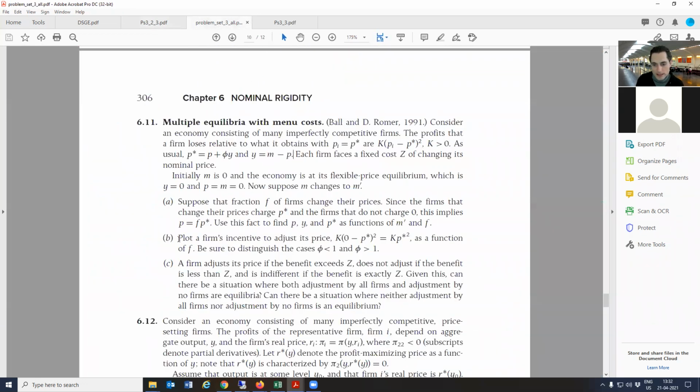Second question, part B: plot a firm's incentive to adjust its price, K times (0 minus P star) squared, which is equal to K times P star squared, as a function of f. Be sure to distinguish cases where phi is less than 1 and where phi is greater than 1.